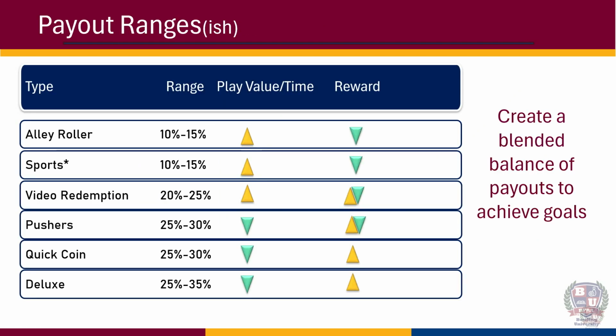Here are some typical ones that you'll find in the industry. Again, they're not exact, and some locations will go higher or lower depending on a variety of factors. Alley rollers like skee ball, and the sports games like basketball and NBA Hoops, are going to be on the lower end because they have a higher play time. Video redemption takes a little longer to play, so play value is good, and the reward value tends to be a little higher than those first two. Then you get into some that are over a little quicker. Pushers aren't over that fast, so their value is a little bit lower.